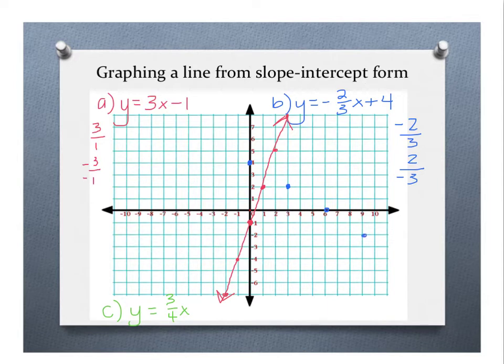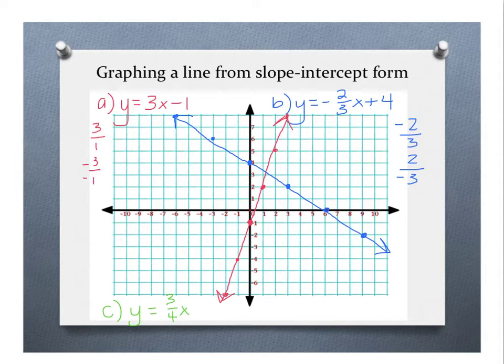Same thing again. Can't fit any more. Go the other direction. Rise of positive 2. Run of negative 3. Going to the left. And we can fit one more. 2, 3, point. Draw the line. Again, please excuse my crookedness. And there we have it. That's the line. y equals negative 2/3 x plus 4.